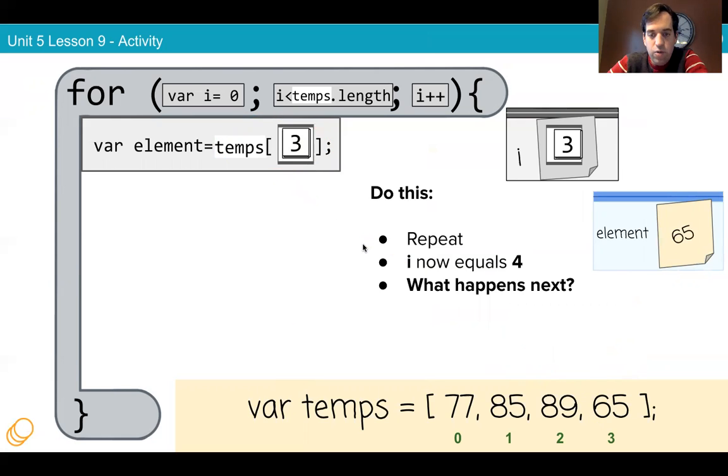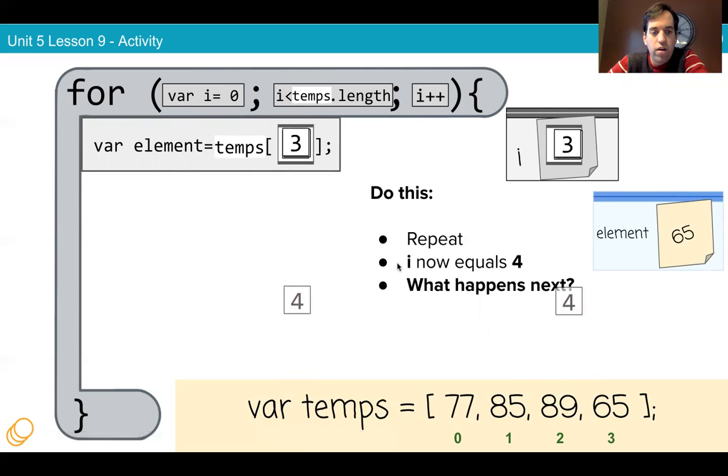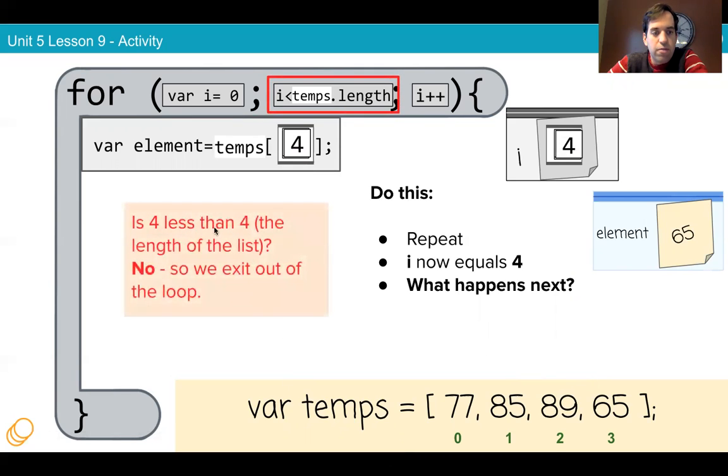Now i equals 4 after that time that we run through. And what is going to happen next? If you're paying close attention here, temps.length is 4. There are 4 items in the list temps. So now i is not less than 4. i is 4. So since 4 is not less than 4, we exit out of the loop and we're done. So the final value of element was 65.